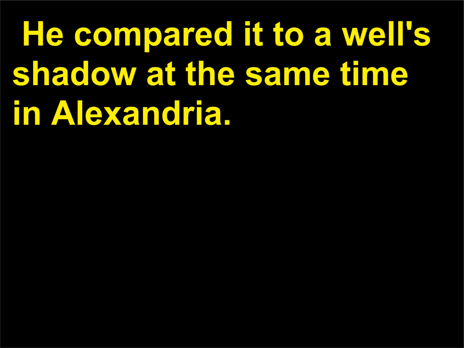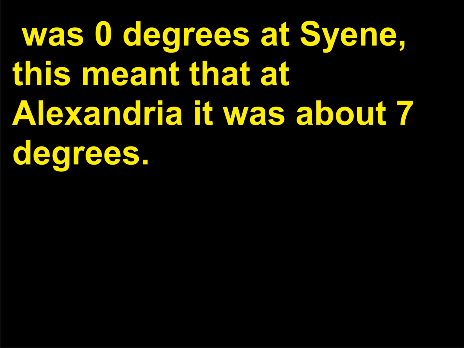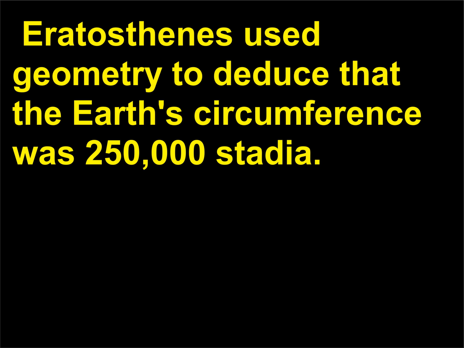He compared it to a well's shadow at the same time in Alexandria, knowing that the zenith distance, the angle from the zenith point directly overhead to the point where the sun was at noon, was 0 degrees at Cyene, this meant that at Alexandria it was about 7 degrees. By measuring these angles and the distance between the two cities, Eratosthenes used geometry to deduce that the Earth's circumference was 250,000 stadia.